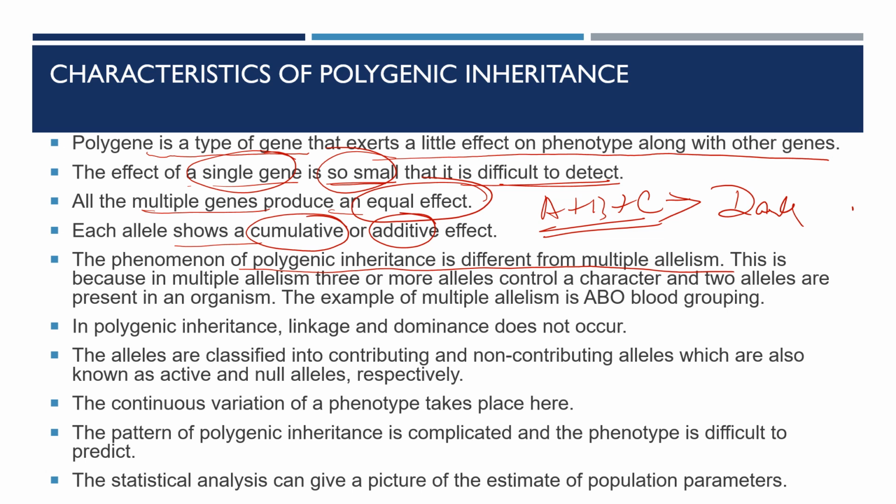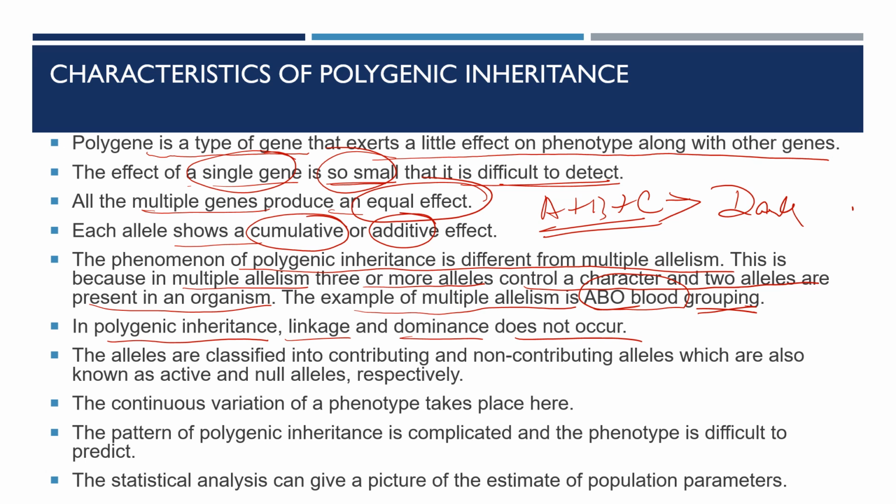Multiple allelism is different, because in multiple allelism, 3 or more alleles control a character, but only 2 alleles are present in an organism. The ABO blood group system is an example of multiple allelism, but this is quite different from it, right? In polygenic inheritance, linkage does not occur, and dominance and codominance will not occur either. So they are having a cumulative effect. All three together will work.